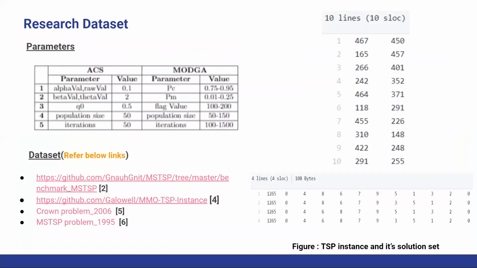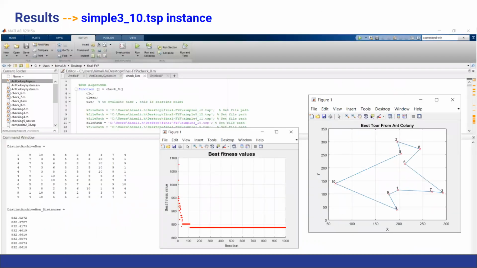When talking about my research dataset, these are the parameters which I have used. By using these links, you can access my dataset. This is the overview of the problem and the solution set. Let's enter my result section. These are the multiple optimal solutions and this is the best fitness value graph. Here, iteration by iteration, it reached the shortest optimal solution.